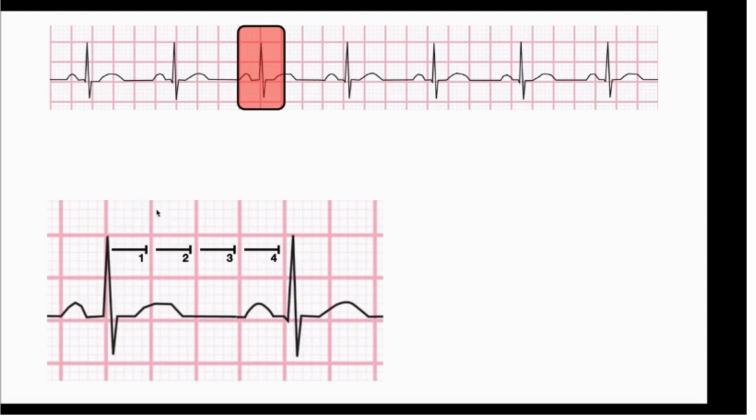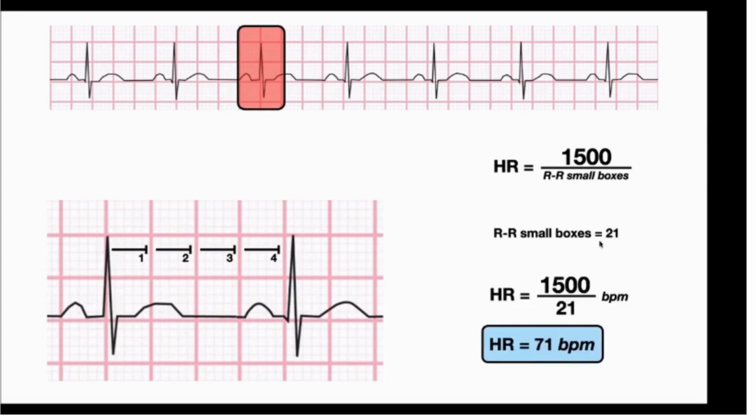So this would be 5, 10, 15, 20, and then there's one more small box right there, so 21. And what I'm going to do is I'm going to take 1500, always this number, and divide by the number of small boxes that I counted. And that's going to be my heart rate in beats per minute. So I counted that there were 21 small boxes between this peak in question and the peak adjacent to it. That's my RR distance. There's 21 small boxes.